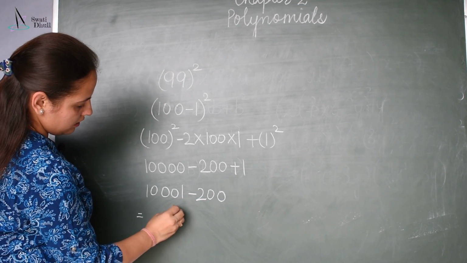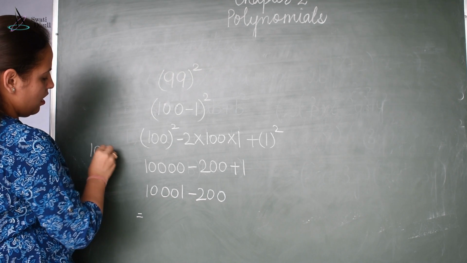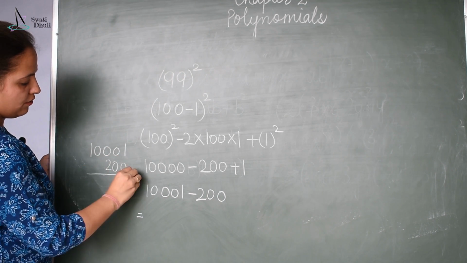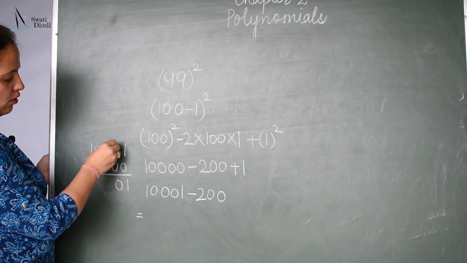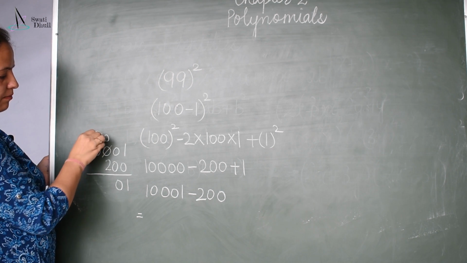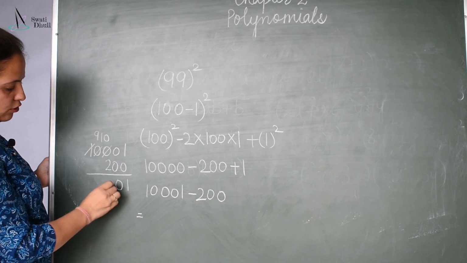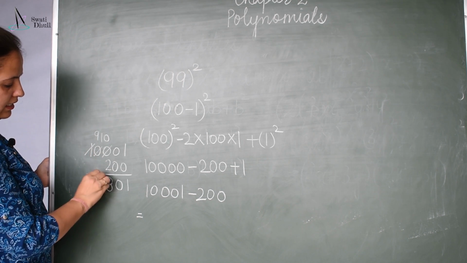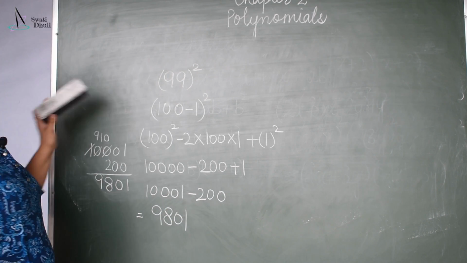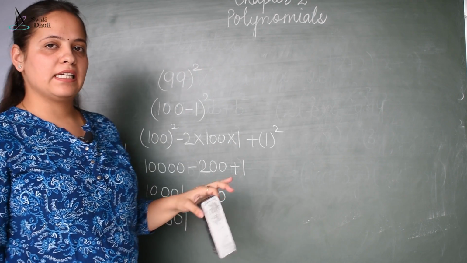10,000 + 1 − 200. You can find the value: here it becomes 10, here it becomes 9, and this is eliminated. So 10 minus 2 is 8 and this is 9. So 9, 8, 0, 1, rather than multiplying 99 with 99.